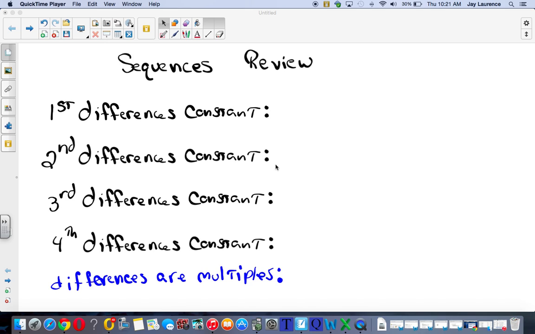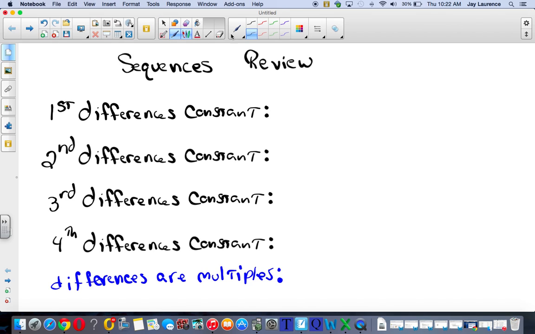And we're going to do a quick sequences review. Now remember that when the first differences are constant, what kind of function is it? Yes, it is linear. Give me an example of a linear function. f of x equals 2x minus 1. Yes, good job. That is a linear function. Now, remember, it's not just 2x minus 1. We need the f of x part, right?